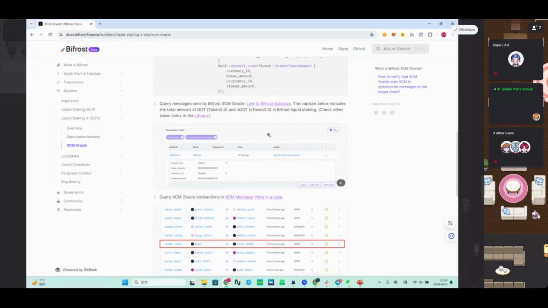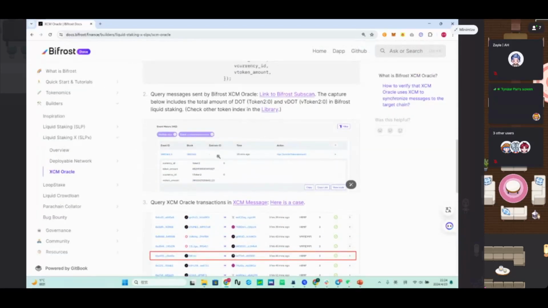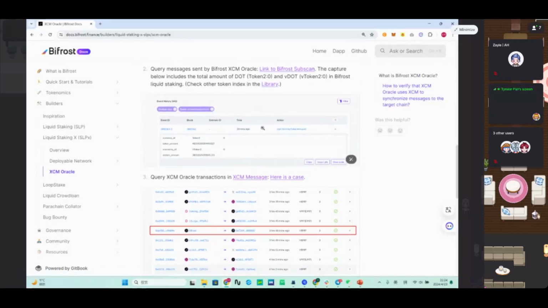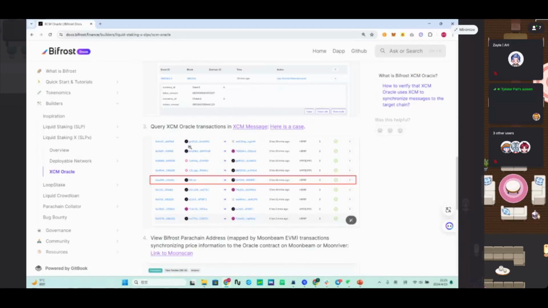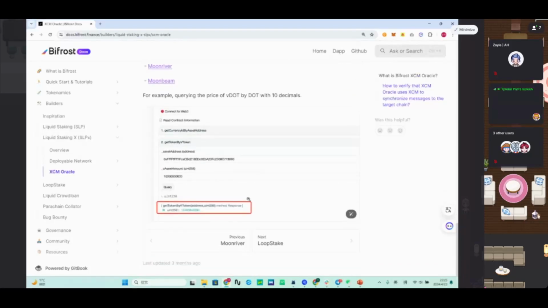Here's some real transactions on the chain. This is in Substrate. In this step, SLPX gets the price between DOT and VDOT, and sends that price from Bifrost to the Moonbeam contract, and the Moonbeam contract receives that price from Bifrost. And one last thing is that the price in the contract can be easily queried out.